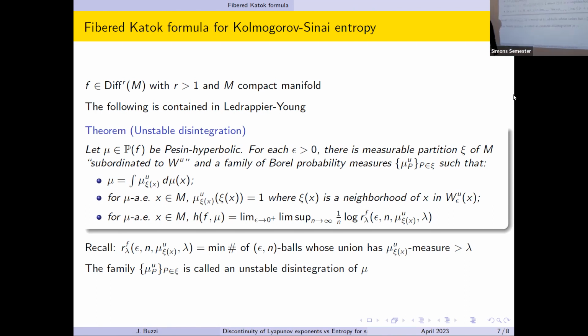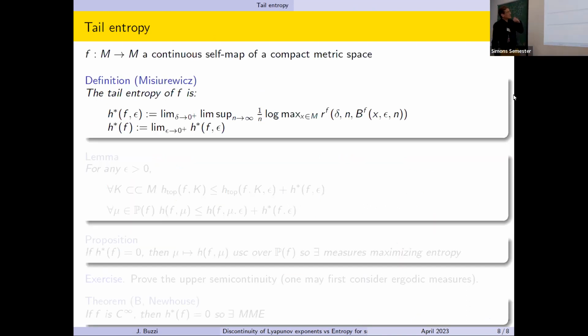Okay, so to finish what we need from the general theory of entropy for diffeomorphisms, we need to speak about tail entropy. This is a quantity that was defined, well, in another way, by Misiurewicz. We called it conditional topological entropy for reasons that are not completely obvious, but we don't care.